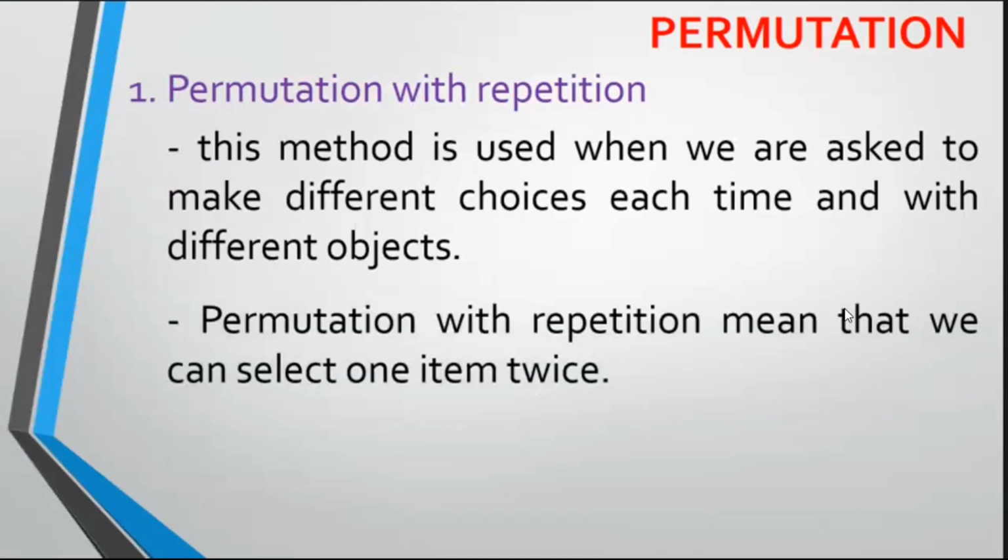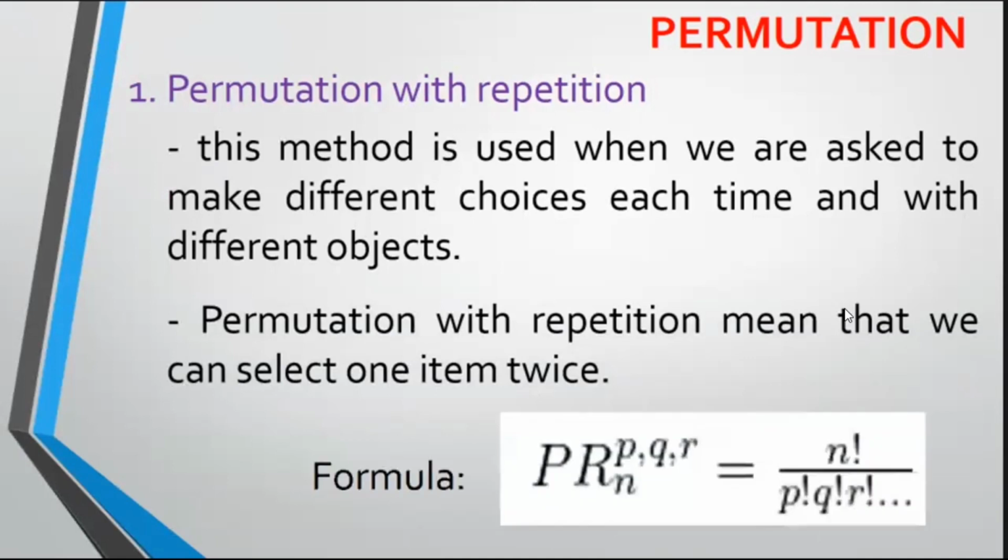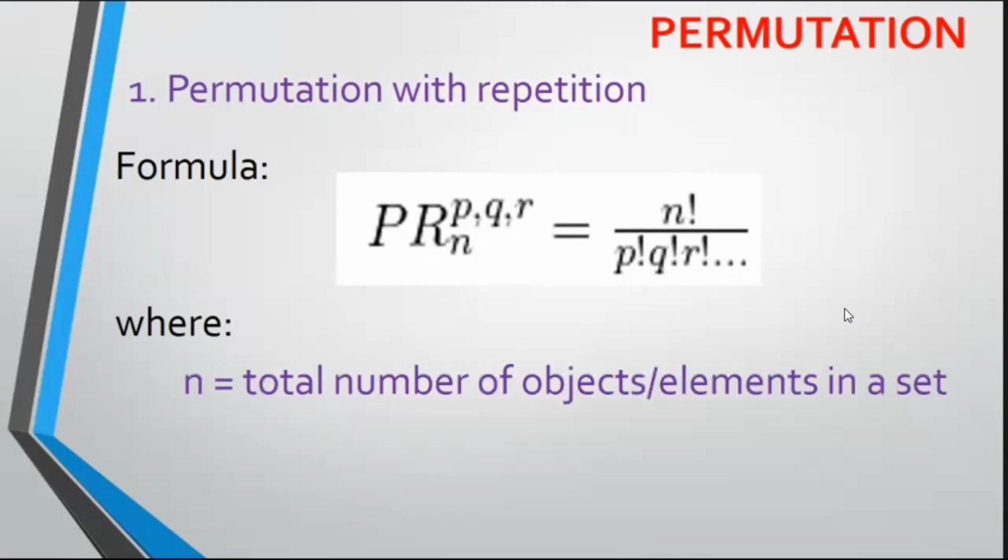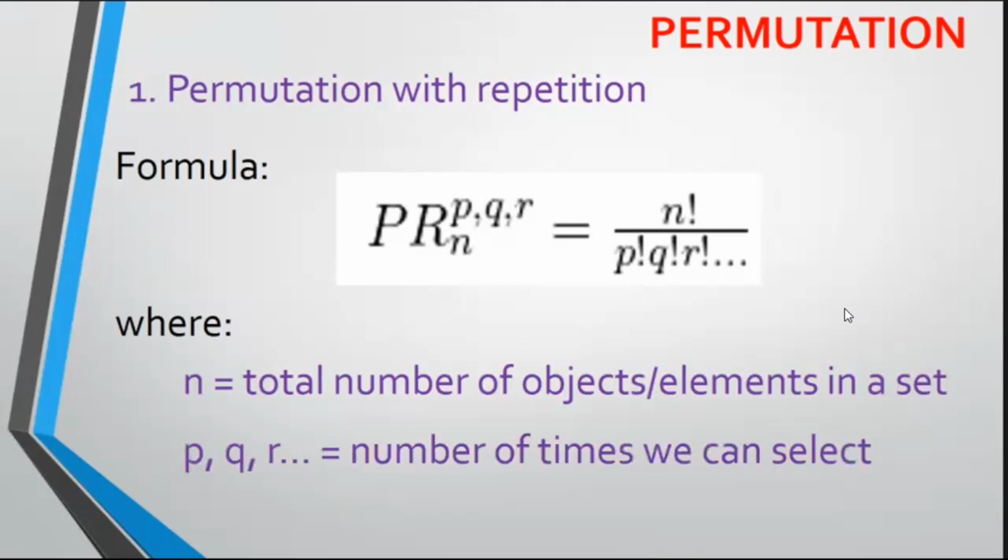So permutation with repetition means that we can select one item twice. So we have the formula for this permutation with repetition, which is P_R with the exponent of P, Q, R and sub n, equals n factorial over P factorial multiplied by Q factorial multiplied by R factorial and so on, where n is the total number of objects, elements in a set. Where P, Q, and R are the numbers of times we can select.